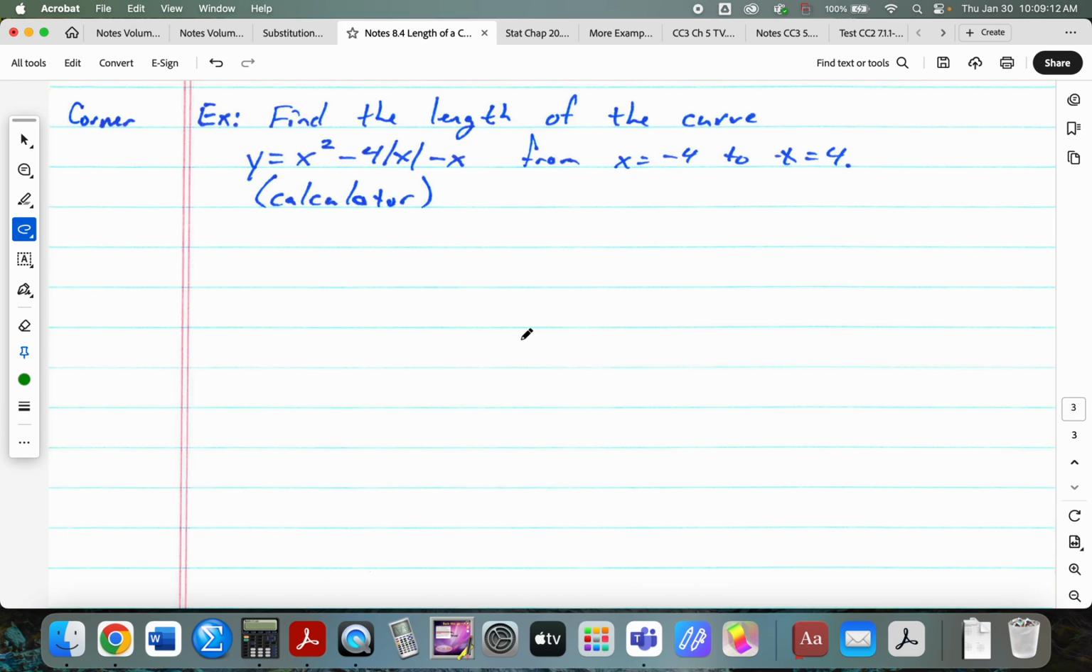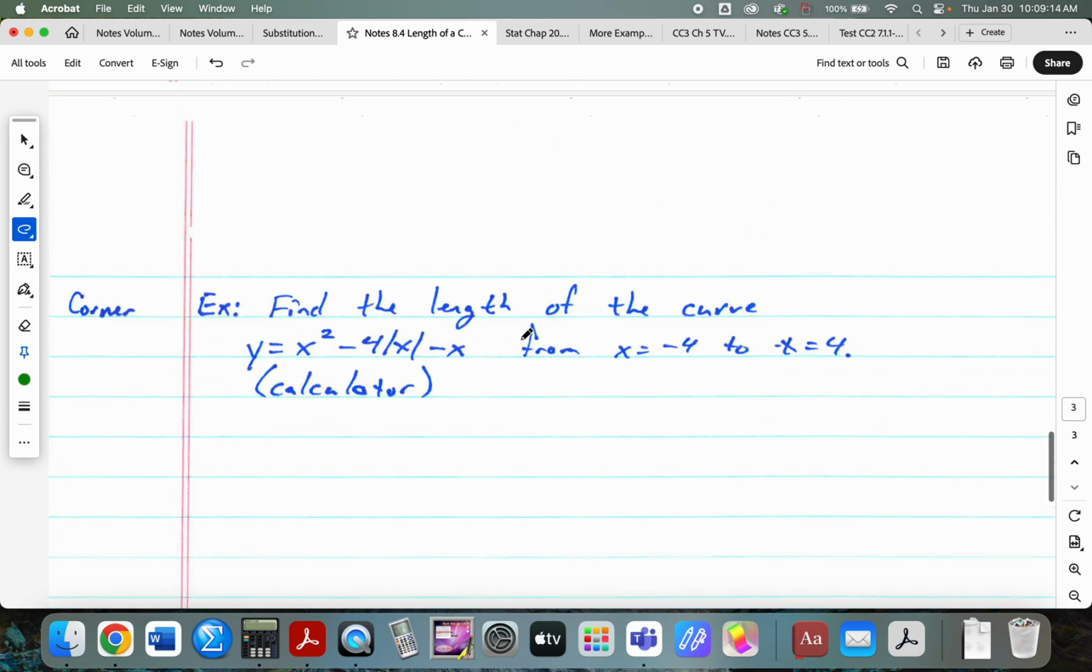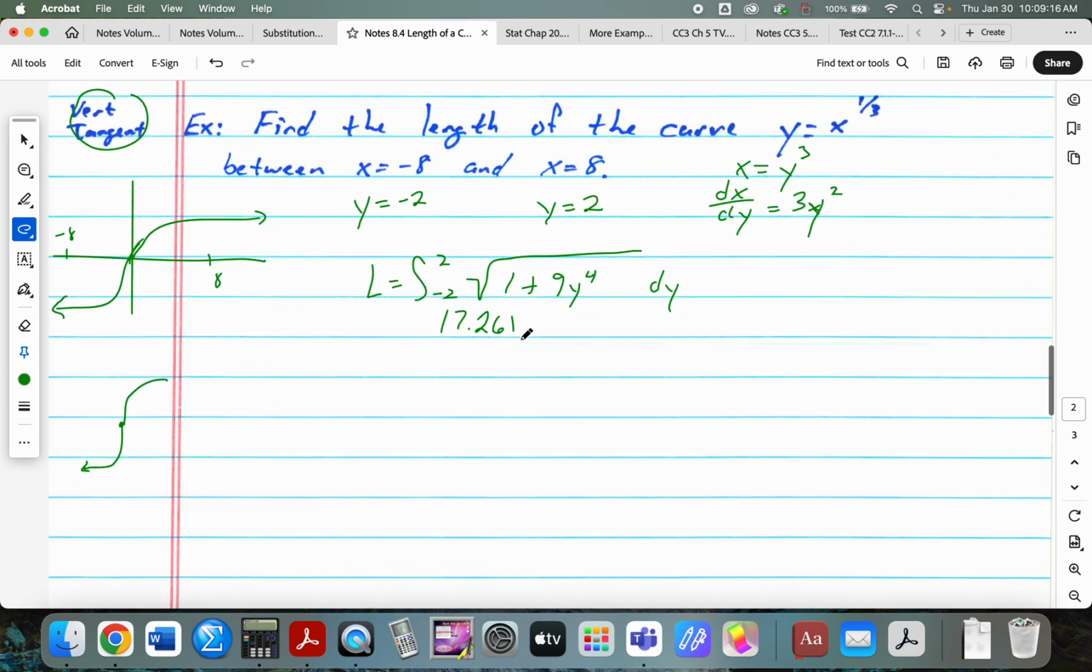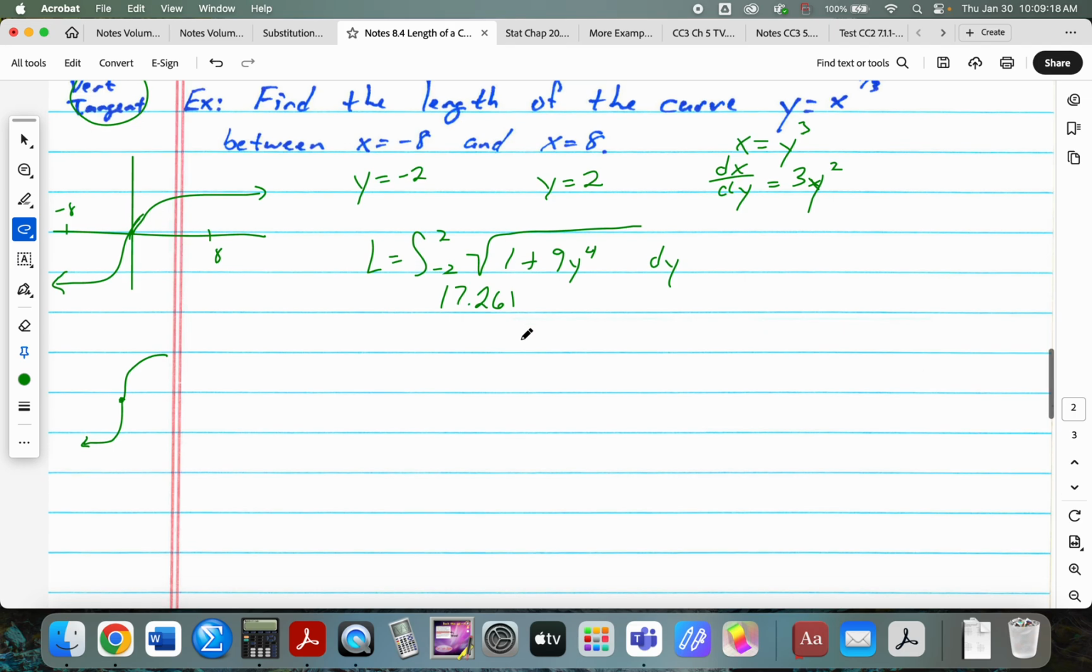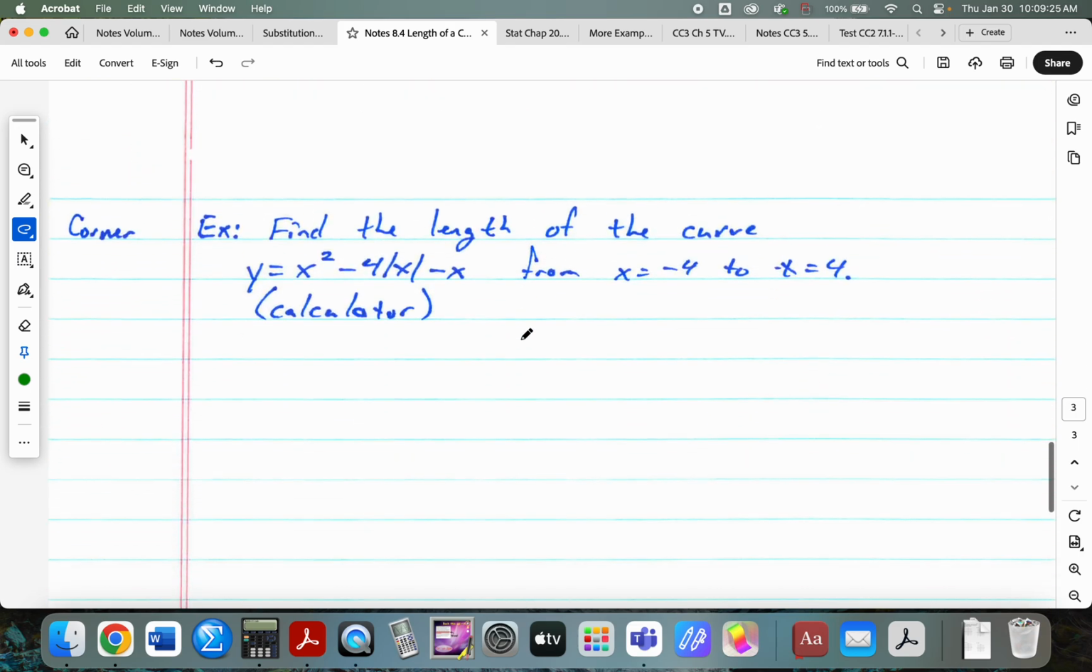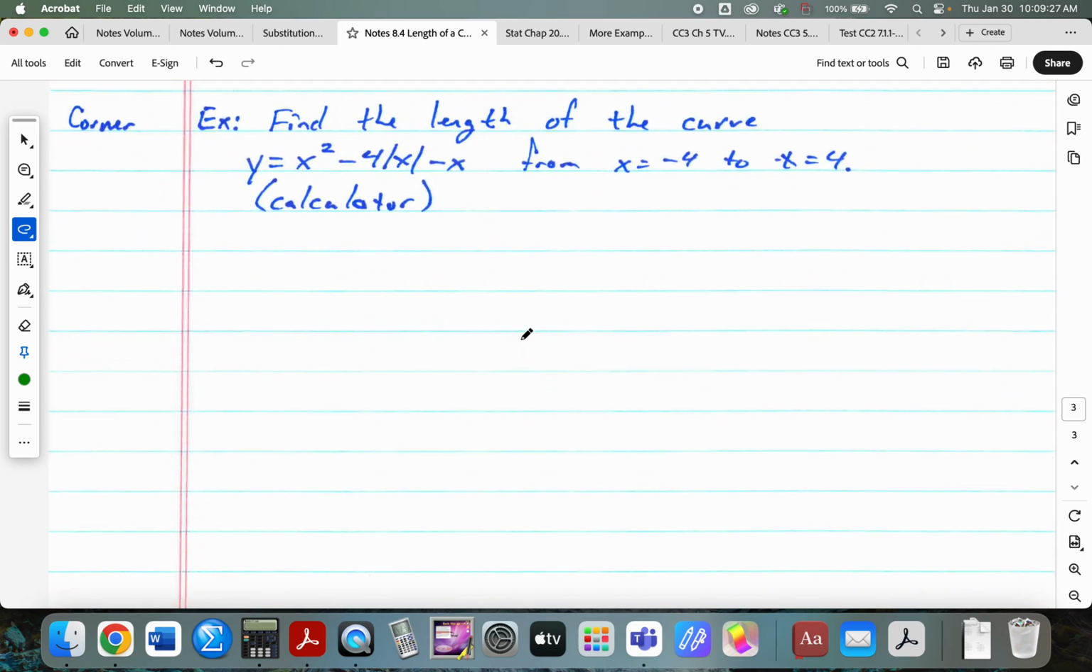All right. Wonder why I didn't write calculator on this one. I can't think of any way to do that by hand. I wrote a note on this one to do it with a calculator. So find the length of the curve y equals x squared minus 4 absolute value of x minus x from x is negative 4 to 4.